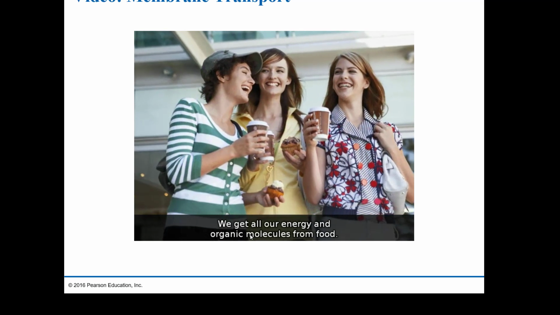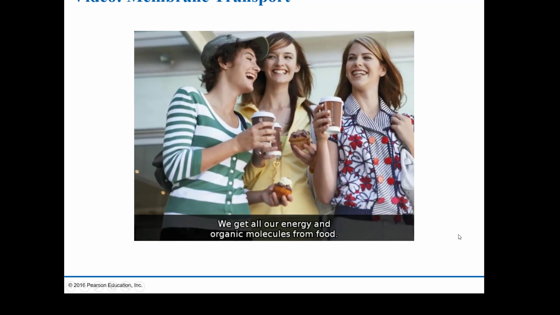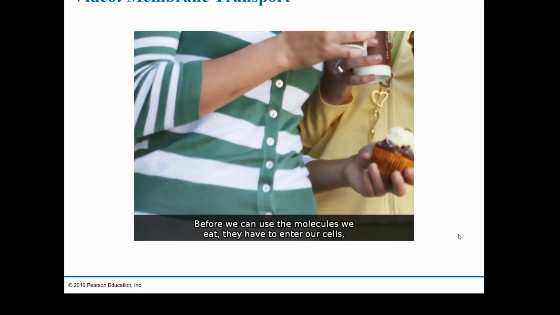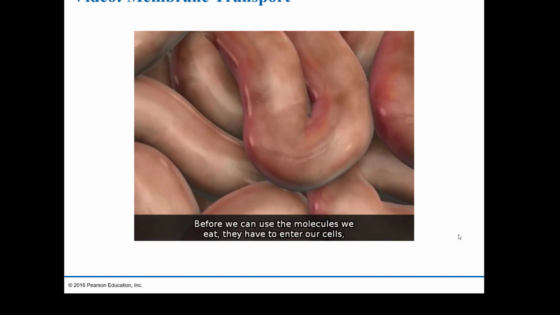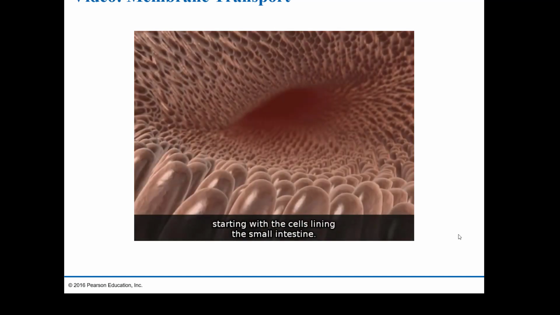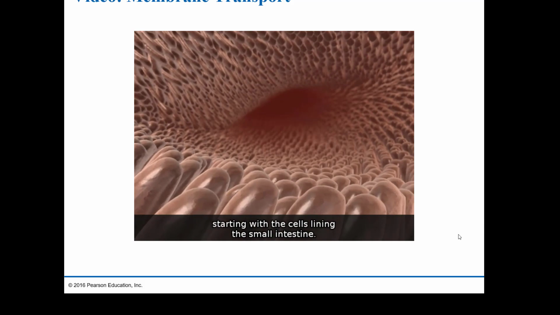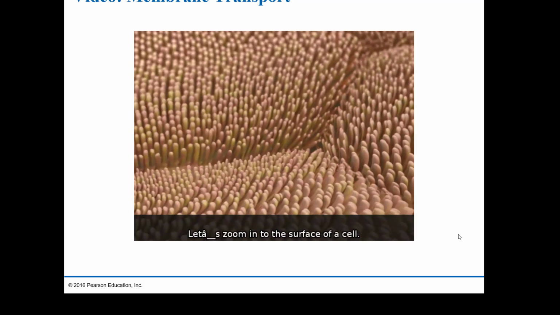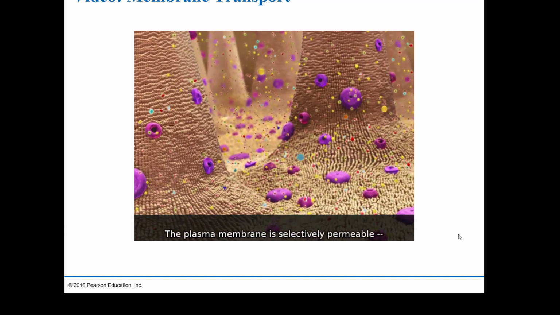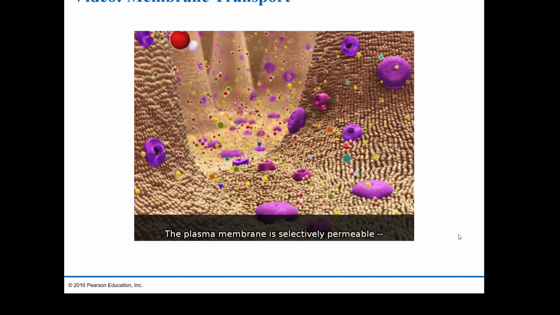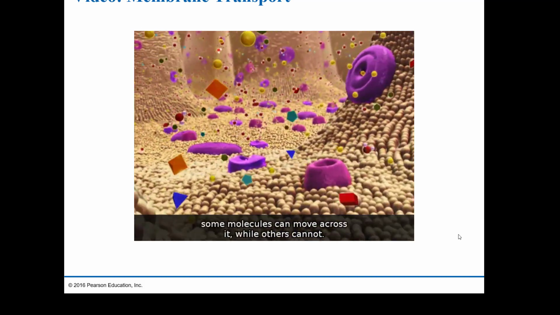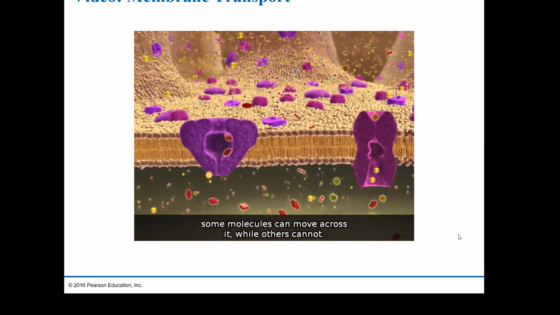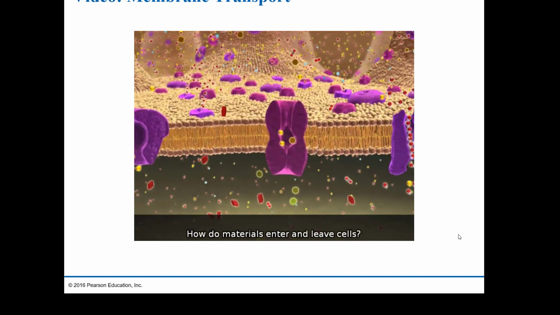We get all our energy and organic molecules from food. Before we can use the molecules we eat, they have to enter our cells, starting with the cells lining the small intestine. Let's zoom in to the surface of a cell. The plasma membrane is selectively permeable. Some molecules can move across it, while others cannot. How do materials enter and leave cells?